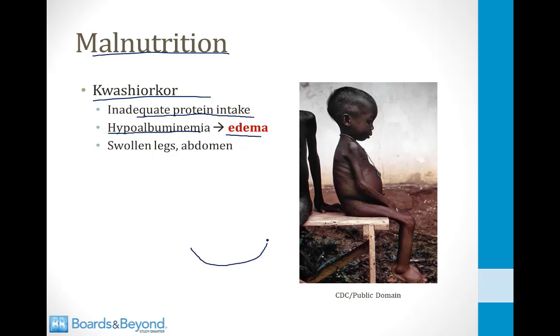So this picture here is a child with kwashiorkor. You can see that he's very skinny because he's malnourished, but in addition, his feet are puffy, and so is his abdomen. And the reason those structures are puffy is because fluid is leaking out of the intravascular space because it can't be held there. There's not enough albumin present to hold it in the intravascular space. So children or adults who have kwashiorkor are very skinny, and they also have swollen legs and swollen abdomen. And the reason is because of inadequate protein intake.